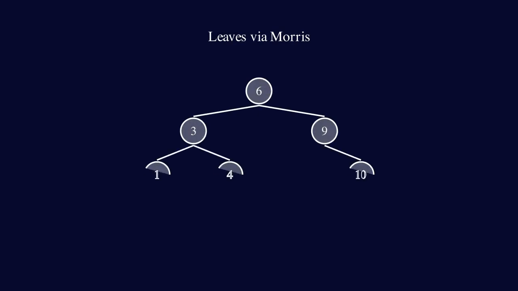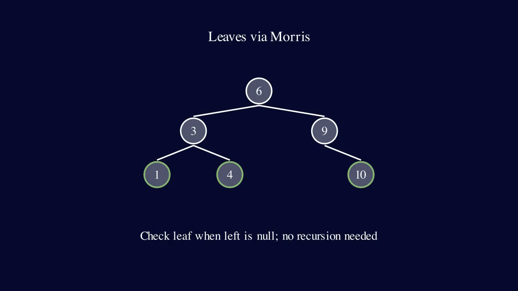To collect leaves, run Morris Traversal and only add nodes that have no left and no right children. If a node has no left, check whether it is a leaf, record it, then go right. Otherwise, create or remove the thread and continue, avoiding any recursion or stack.